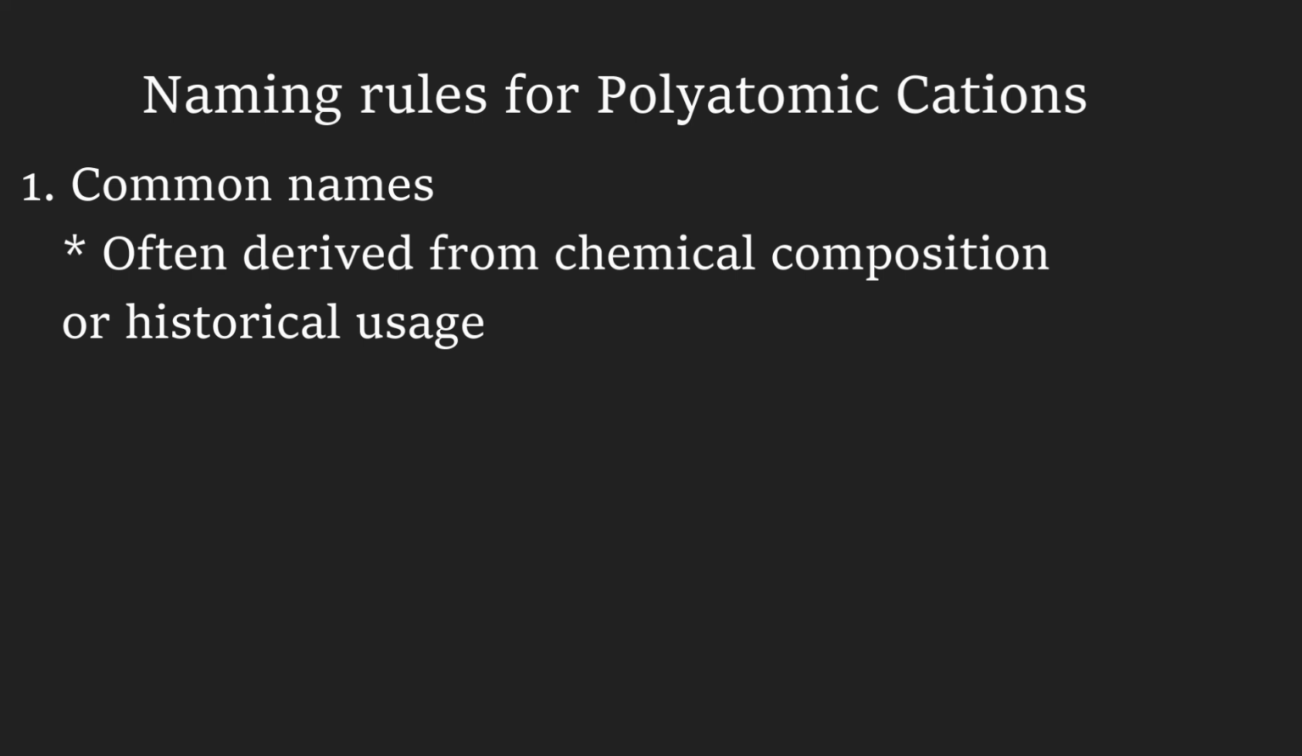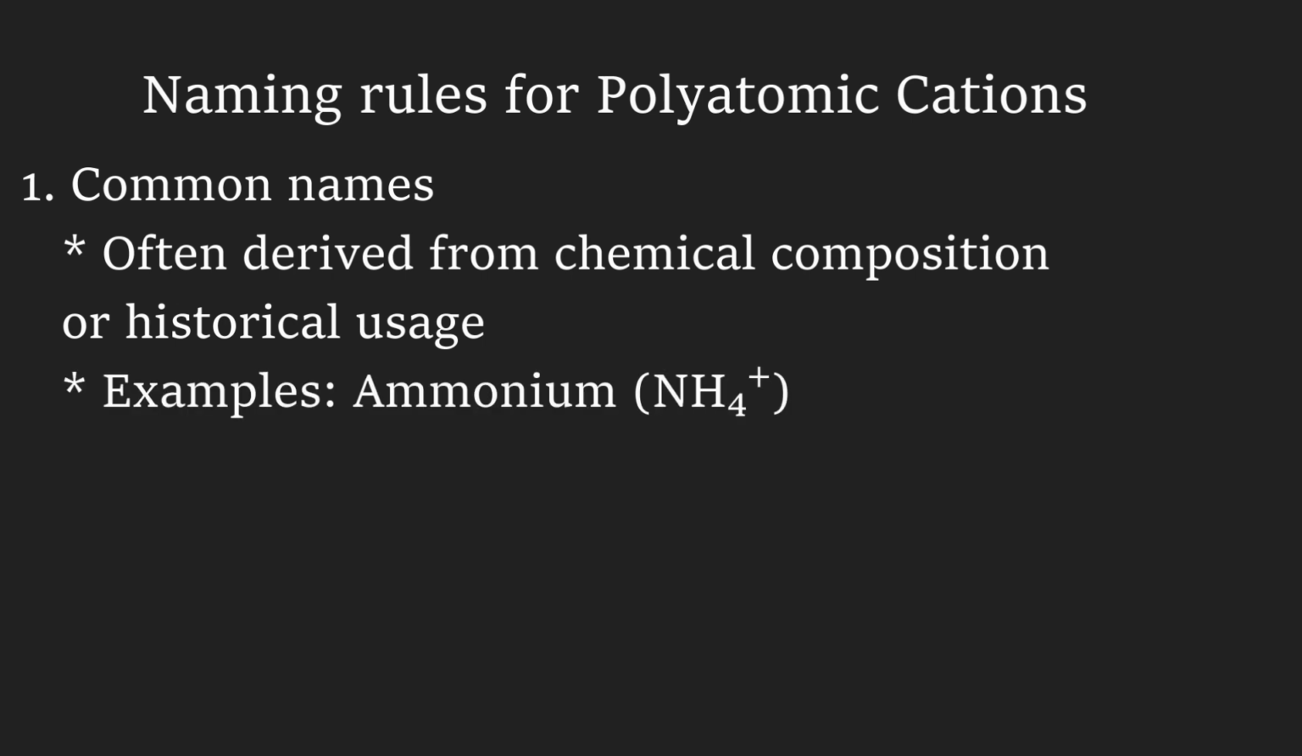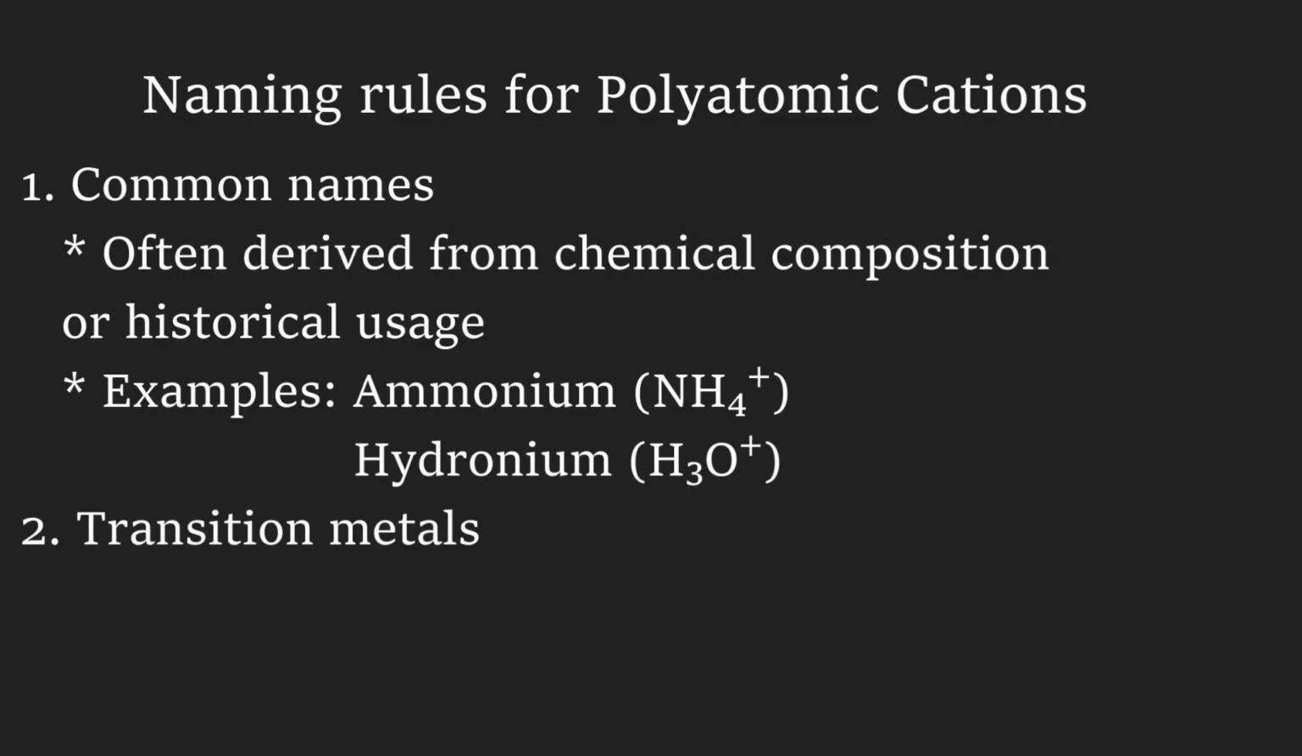The most well-known polyatomic cation is ammonium. Another example is hydronium. So this is the first naming convention for polyatomic cations, which is that in many cases naming is based on common names. However, there is one particular group of elements for which the polyatomic cations do have specific naming rules, and this is for the group of transition metals.